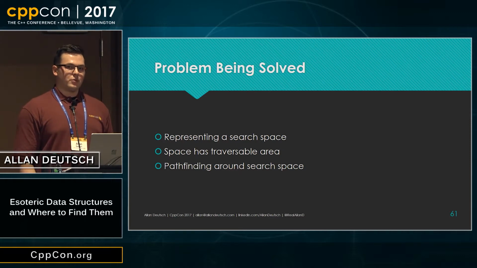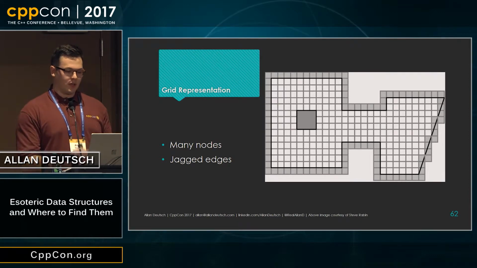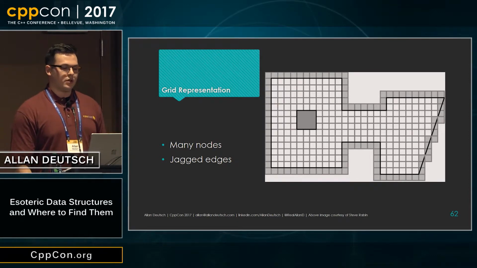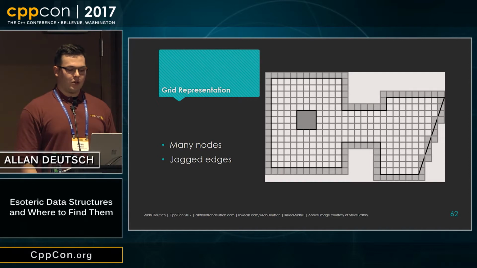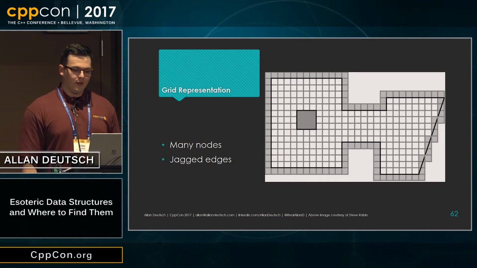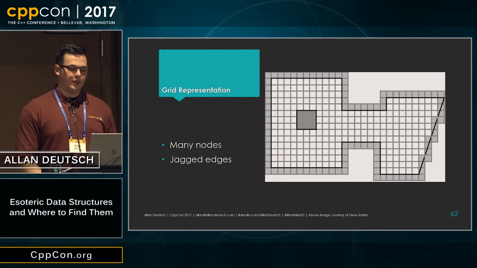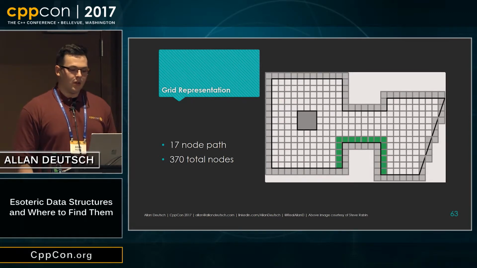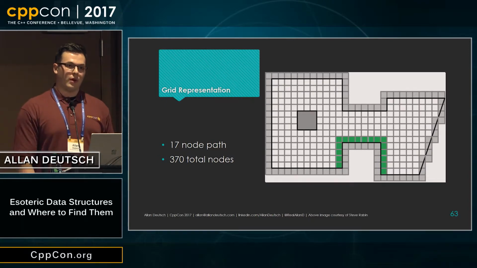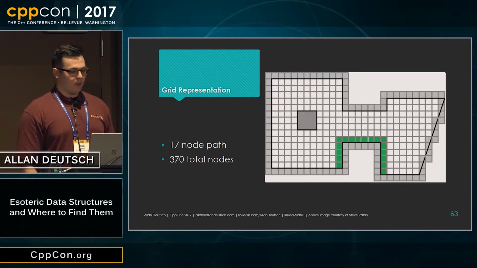So some of the other representations we might have for this are a grid, right? We can look at a grid with some example map here, and you can see that there's a lot of nodes, and also the edges are quite jagged. So it doesn't really smoothly fit the walls. And so if we want to pathfind from that little nook in the bottom left on the right side of the map to the nook in the bottom right corner on the left side of the map, like so, the path takes 17 nodes, and there's 370 total nodes required to represent this map. So that's not great, and we can probably do a little bit better.